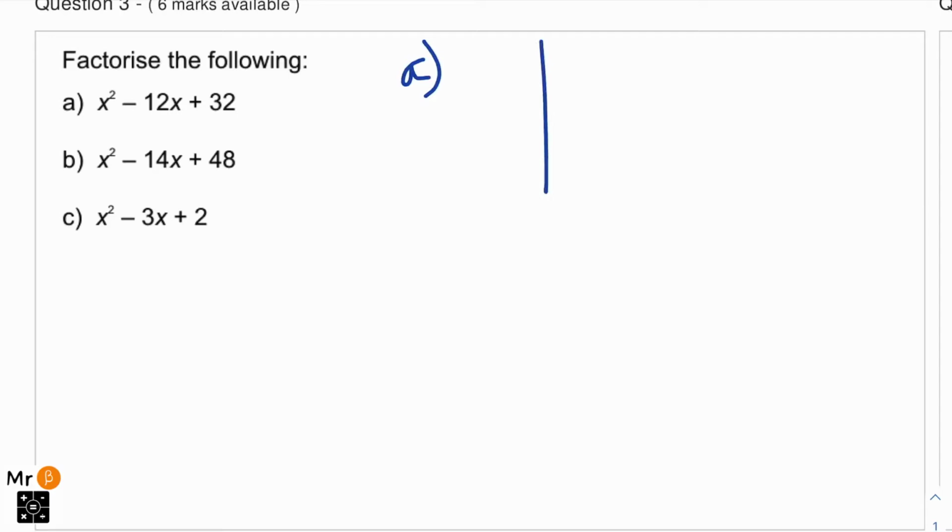So question 3, this is very similar to what I've just shown you, however this time it's introduced some negatives. So again we set out our table. We're timesing to make the number at the end, the 32. This time we are adding to make negative 12. So you can see you're timesing to make a positive number, however you're adding to make a negative. That is only possible if both answers are negative here.